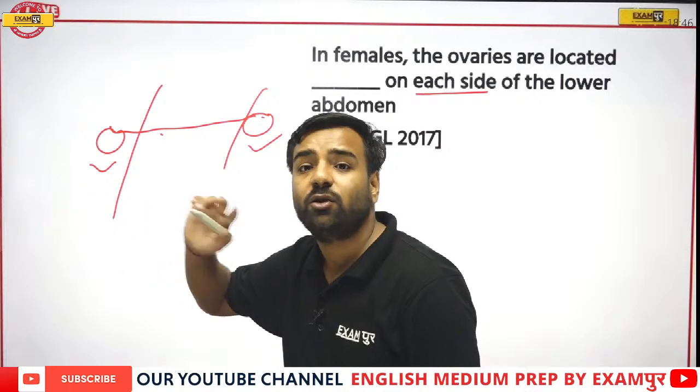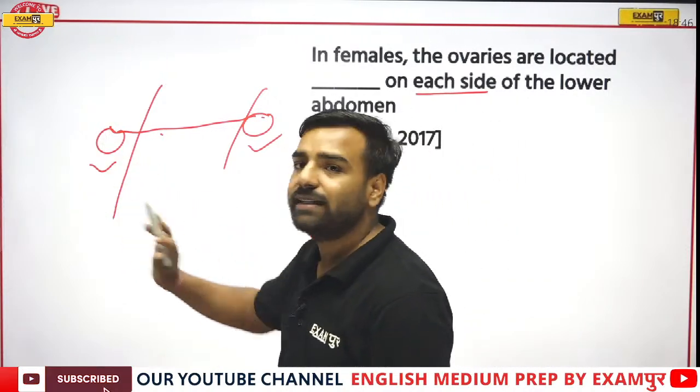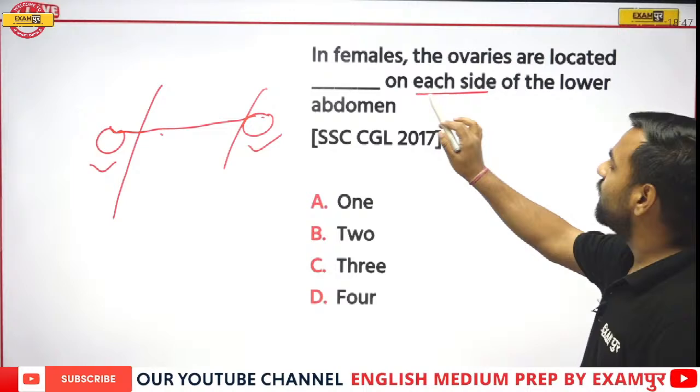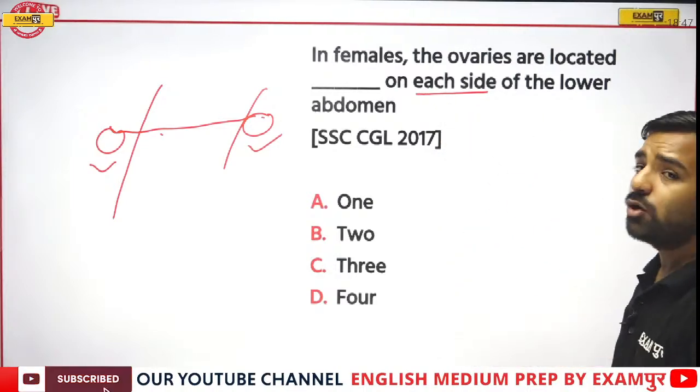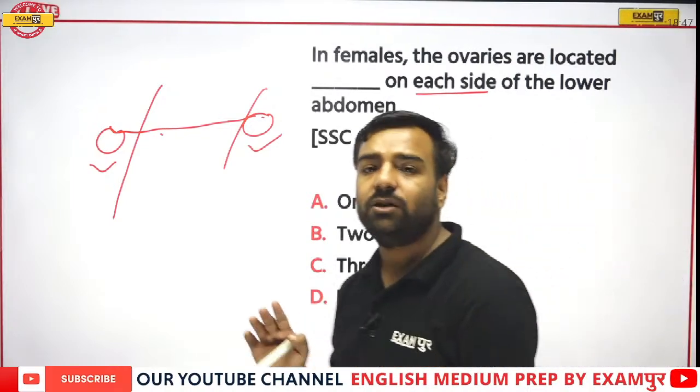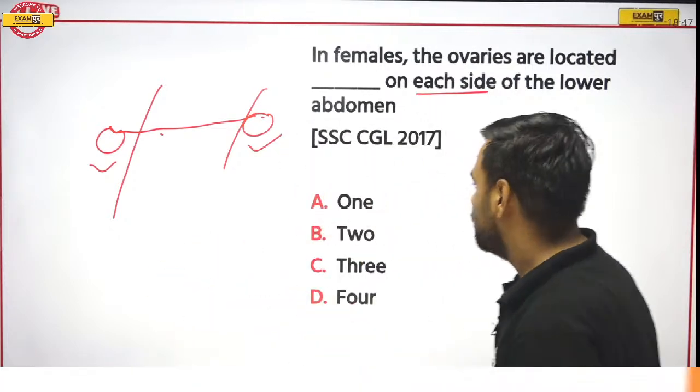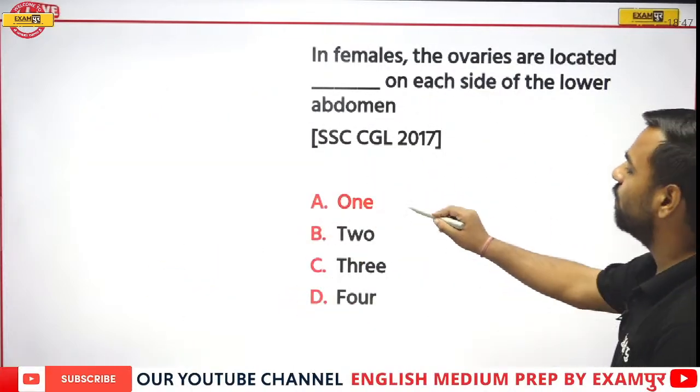On one side, how many ovaries are there? Don't click two. On one side, there is only one. So yes, one on each side of the lower abdomen. That means option number A will be correct. Kindly do not go with the wrong answer. Yes, option number A, that is 1, is the correct answer.